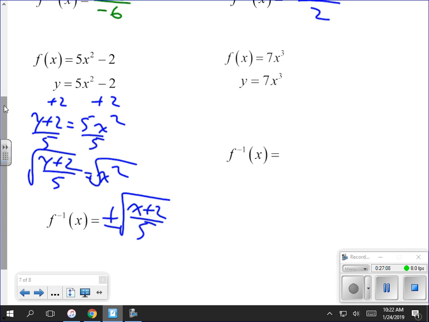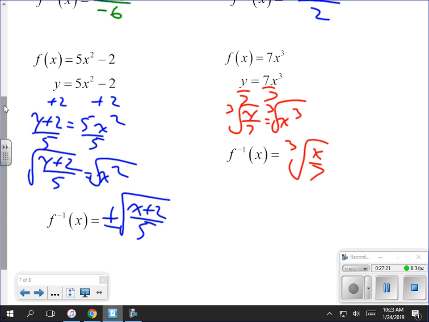The last one, this is actually really easy. Divide by 7. Y over 7 equals x cubed. Take the cube root. So I get the cube root of x over 7. Any questions?